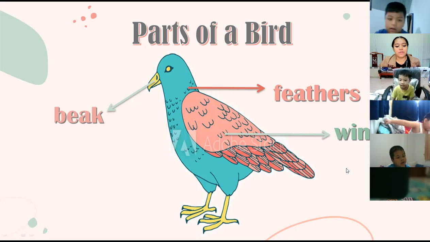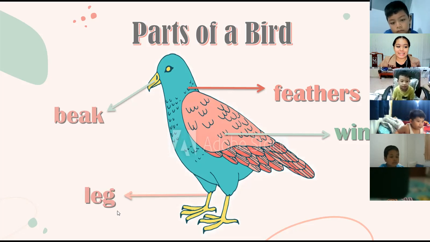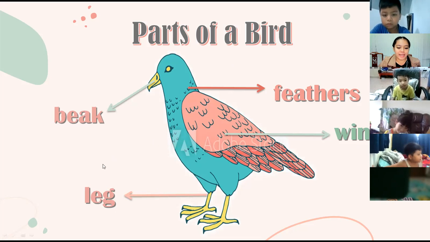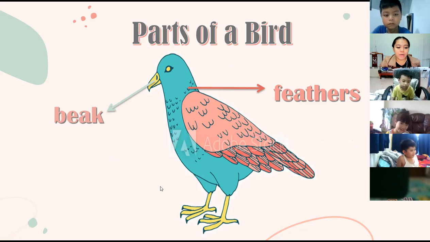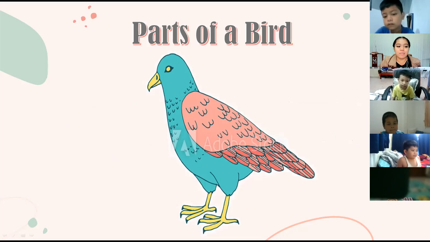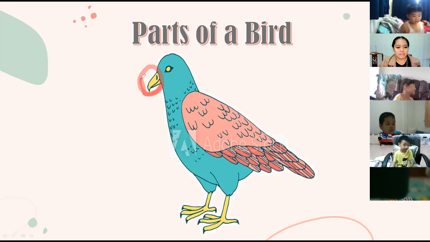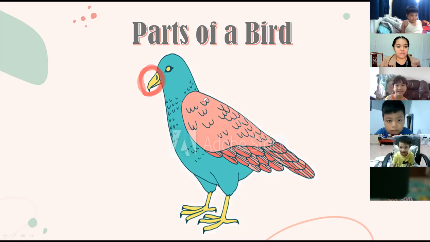Wings. Very good. And of course, they also have legs. How many legs does a bird have? Two legs. Okay, now I will remove the name. You will label it. Tell me the name of the body parts. Ready? What do we call this one again? Beak. Very good. How about this one? Wing.